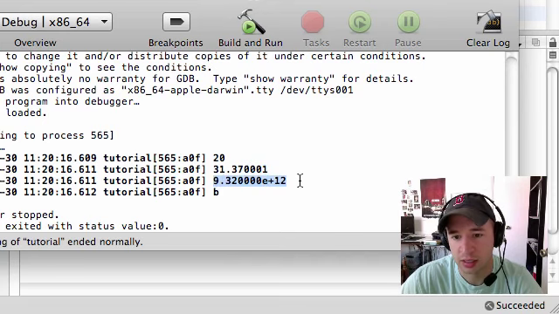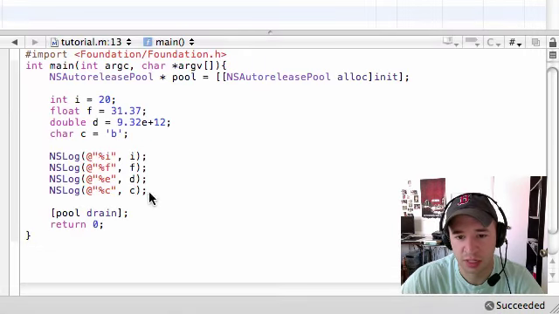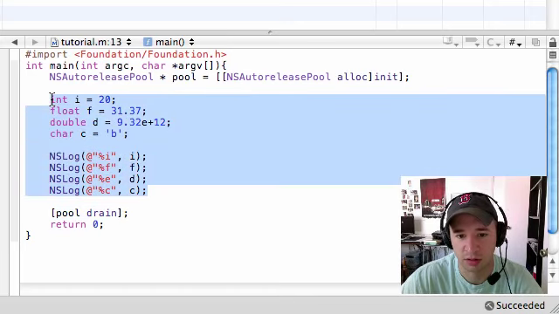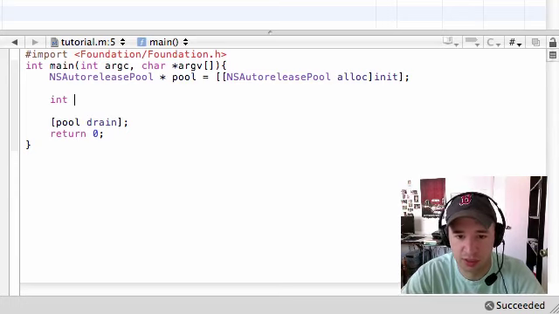Our double is this right here, and our character B for Bucky right there. So that's how you store different types of data. So let's go ahead and delete this, and we can get into our other topic. The other topic I want to get into is precedence.